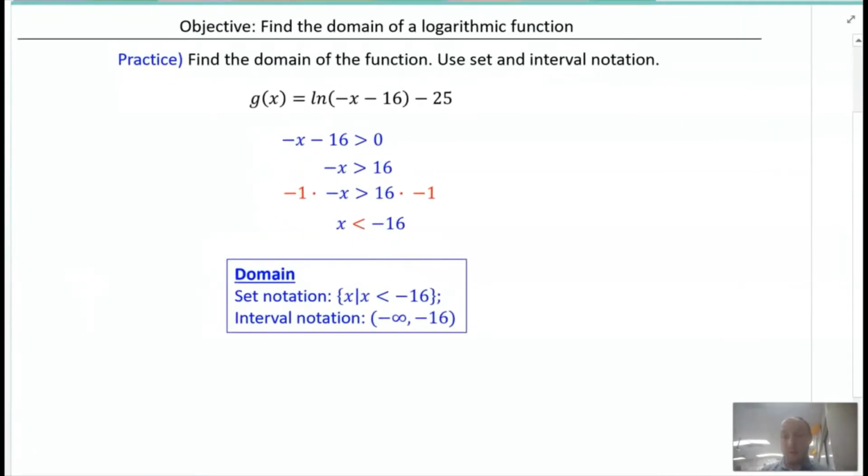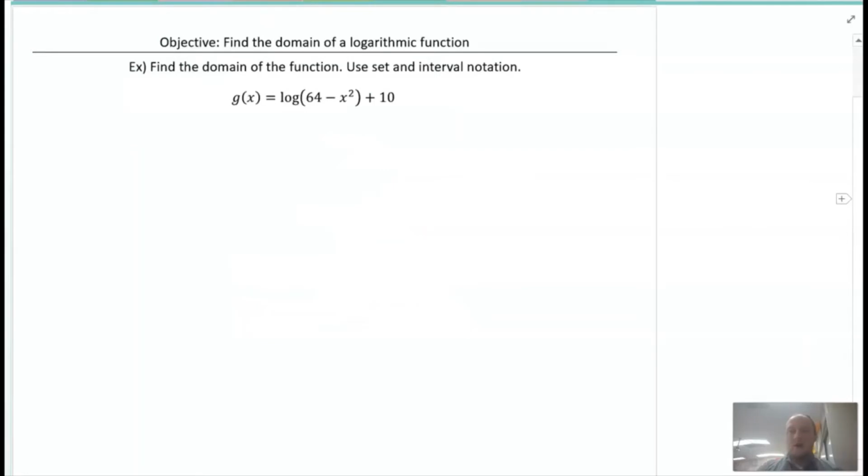Okay, did you remember to flip the sign? When you multiply or divide by a negative, flip the sign. Okay. All right. Next example, and now what we're going to do is get into some quadratic examples. Quadratic examples are going to produce two critical numbers, and we'll have to go ahead and test.